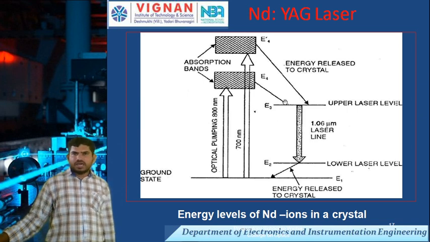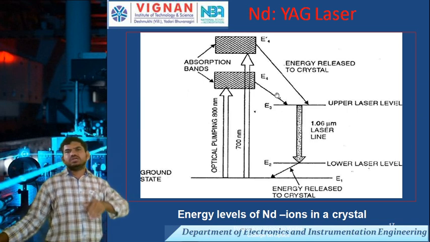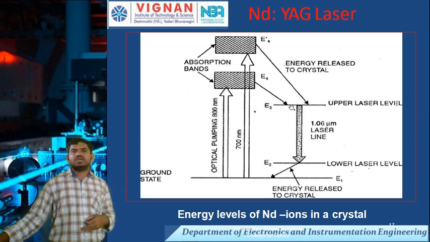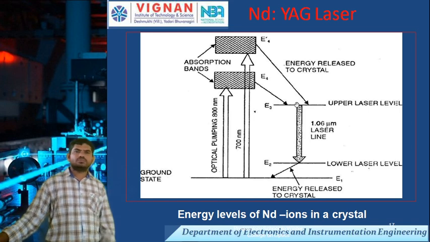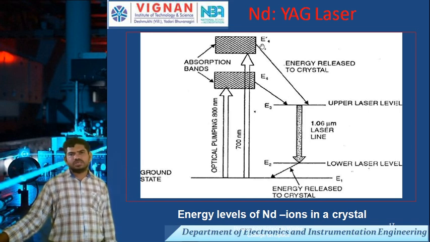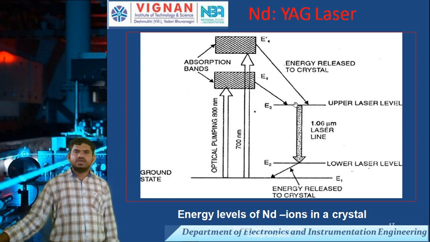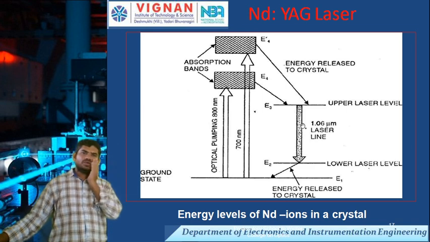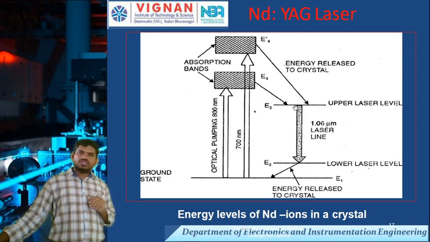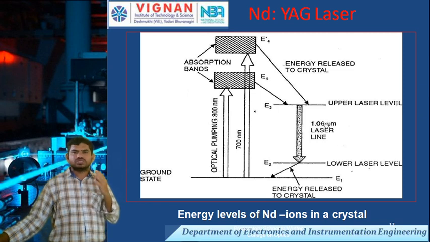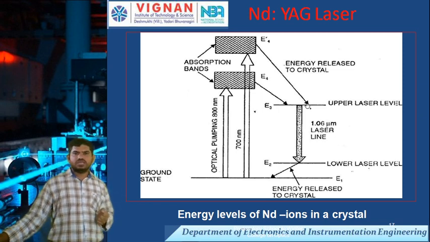When the ions fall from E4 to E3, they stay in energy level E3. Here they can stay more time compared to E4 and E4 dash. The atoms can stay more time, so here E3 is greater than E2. At this place only, population inversion is achieved.